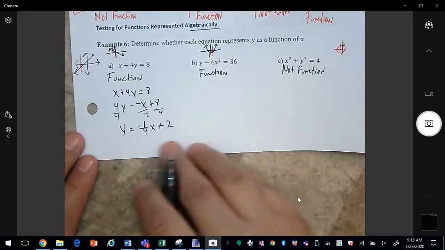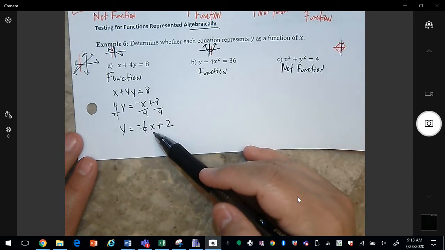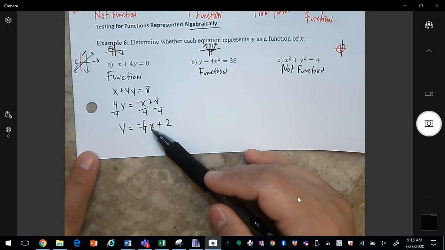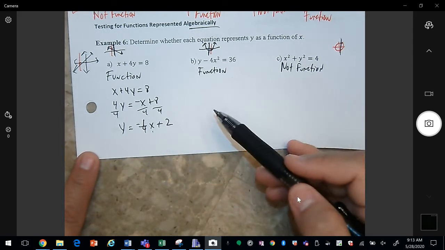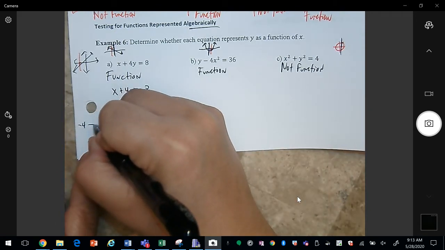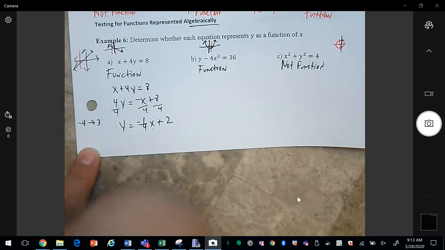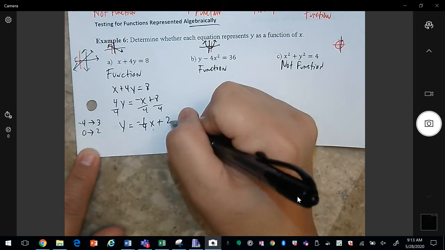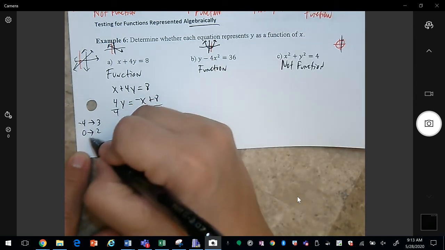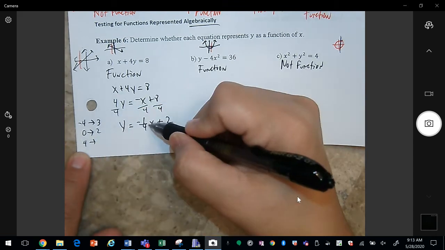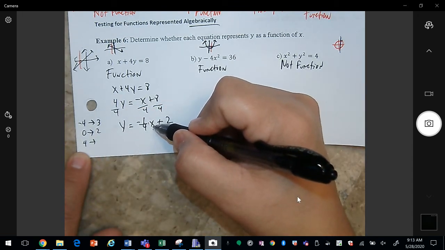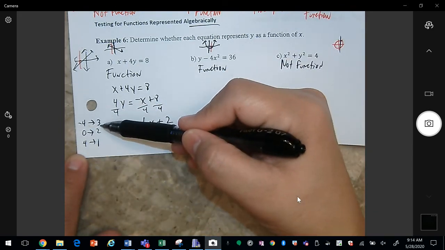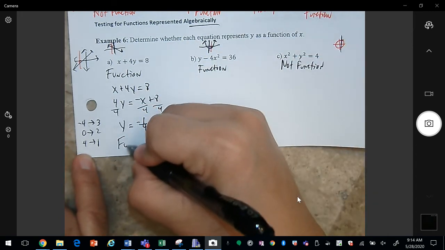So then what you want to do with this result is ask yourself, for whatever value I put for x, is it going to give me one output? So for example, if I enter a negative 4, this would become 1 plus 2, which is 3. So if I enter negative 4, I'm going to get just an answer of 3. If I enter a 0, then my answer is going to be 2, because this would be 0 plus 2. And if I enter, let's say, a positive 4, negative 1/4 times 4 is negative 1, plus 2 will give me a 1. So you can see that these values are going just to one item. So this is going to be a function.